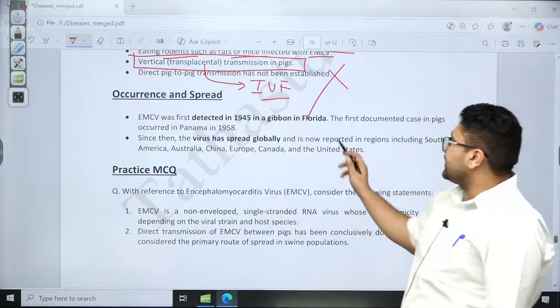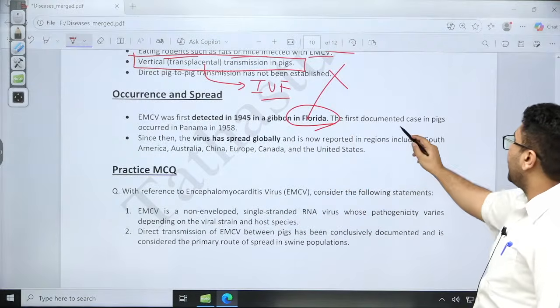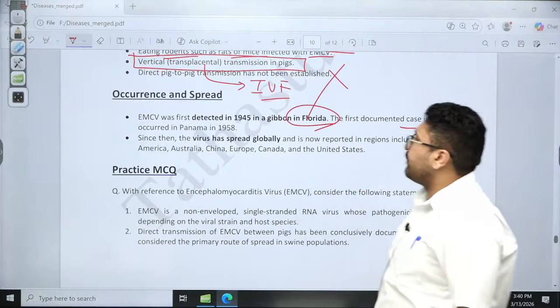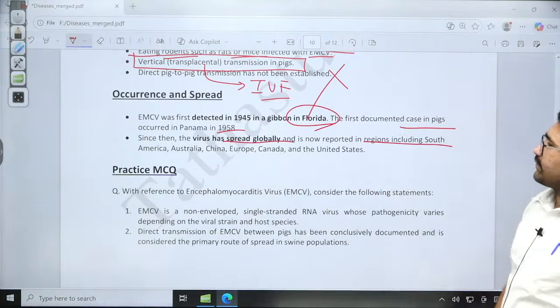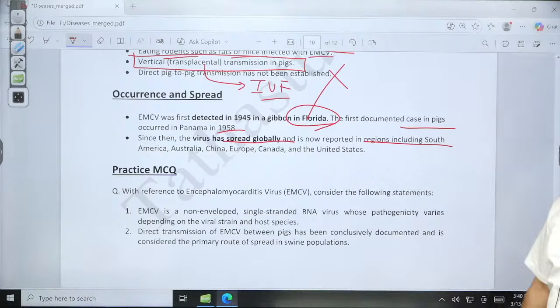It was first detected in Florida, USA. The first documented case in pigs occurred in Panama in 1958. Since then, the virus has spread globally through different regions across South Asia, America, Australia, everywhere.